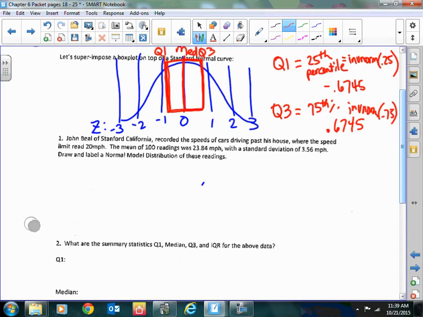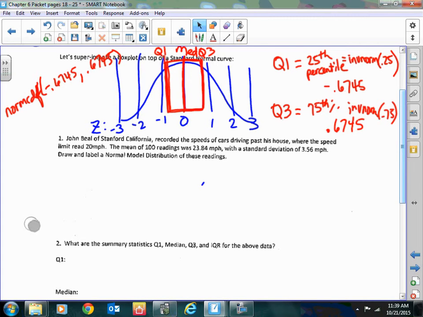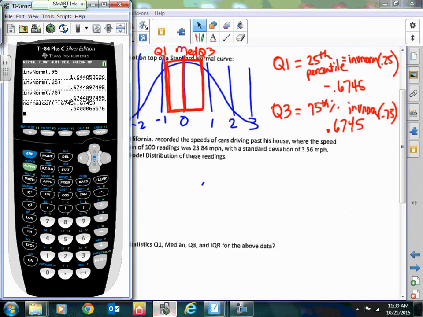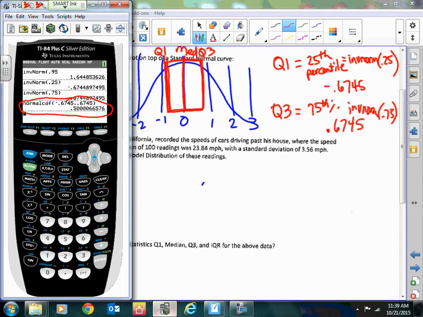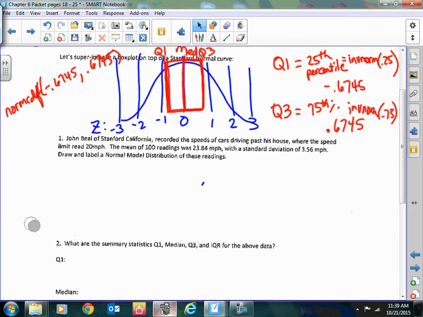Now, I want to make another connection for you. If I did my norm CDF from my Q1 to my Q3, that will give me the area from Q1 to Q3. How much area should it be from Q1 to Q3? It should be 50%. Well, look, I've already got it queued up here on my calculator. And right here, norm CDF from Q1 to Q3 is 50%. Okay?